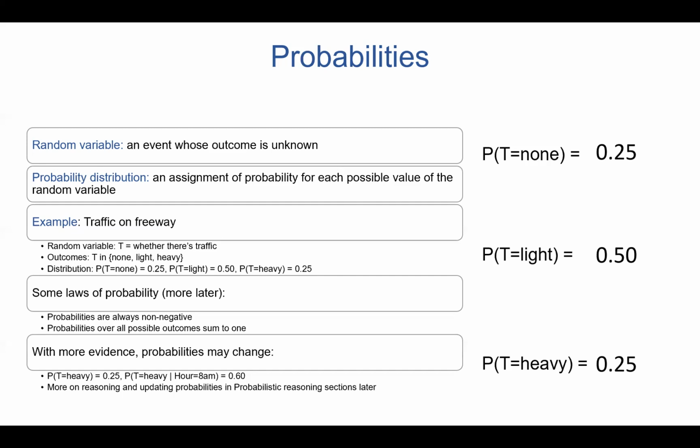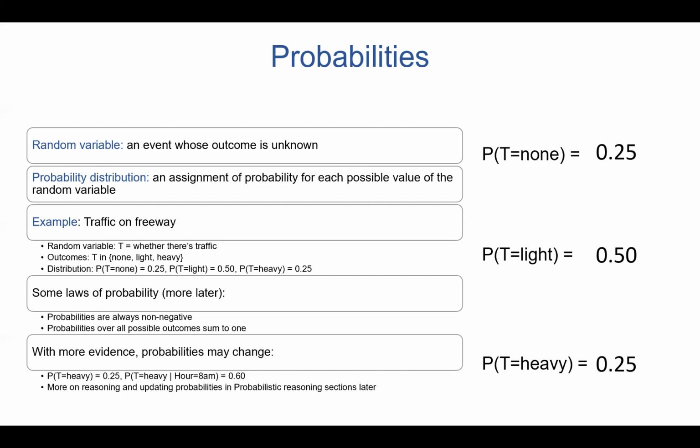But for the simple case, let me just consider that there are three possible scenarios where I say there's no traffic, light traffic, or heavy. Okay, so a random variable is an event whose outcome is unknown. Probability distribution is the assignment of a value to each of the possibilities. Something like this: P(T = none) is 25%, T = light is 50%, and T = heavy is 25%. Remember, probabilities are always non-negative, and the sum of the probabilities has to equal 1. Those are the 2 laws that we have talked about.